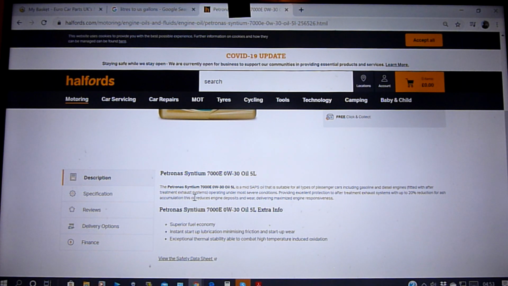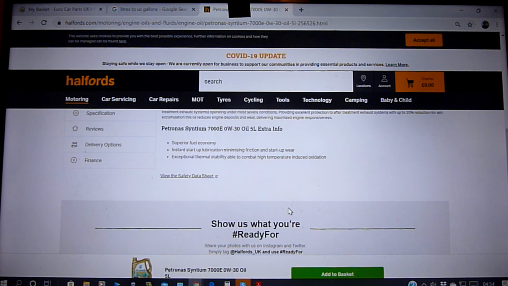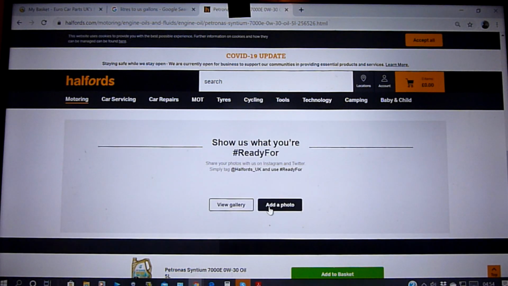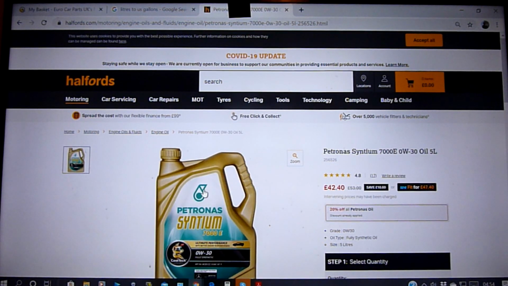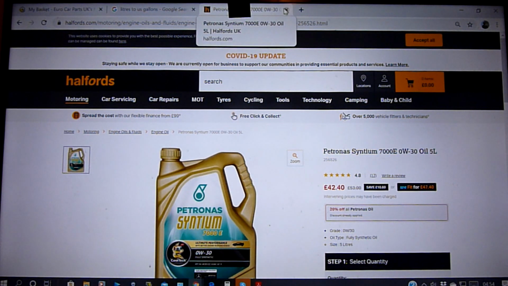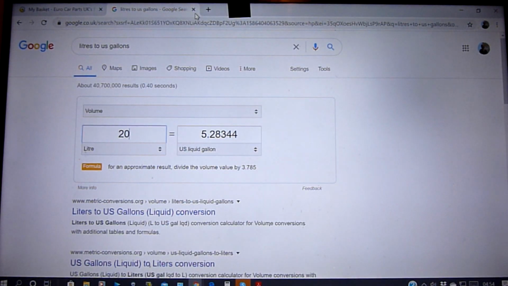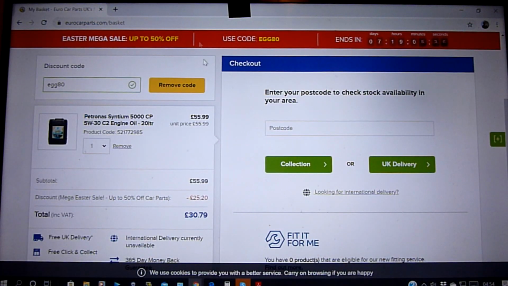Fitted with after treatment exhaust system, so DPF, or that other one I mentioned for petrol. So I think this one is a low sap, the C1. This is equivalent to C1. It doesn't say it. So this one would be okay for my car, but not the cheapest. So the cheapest to date, and do your research. Look around everywhere before you pay money, is what I'm trying to say.